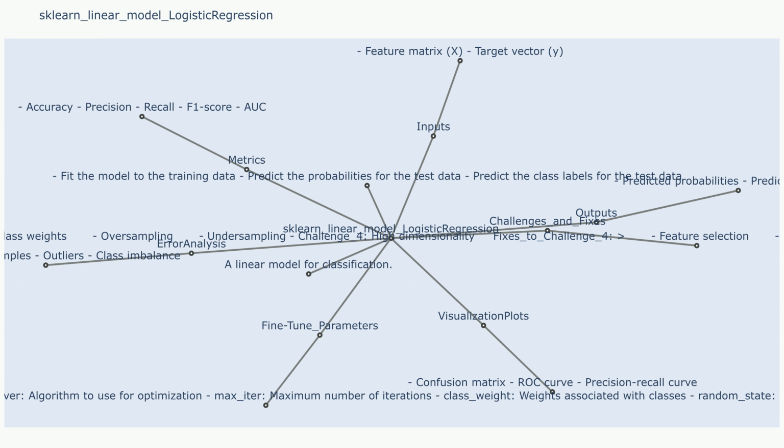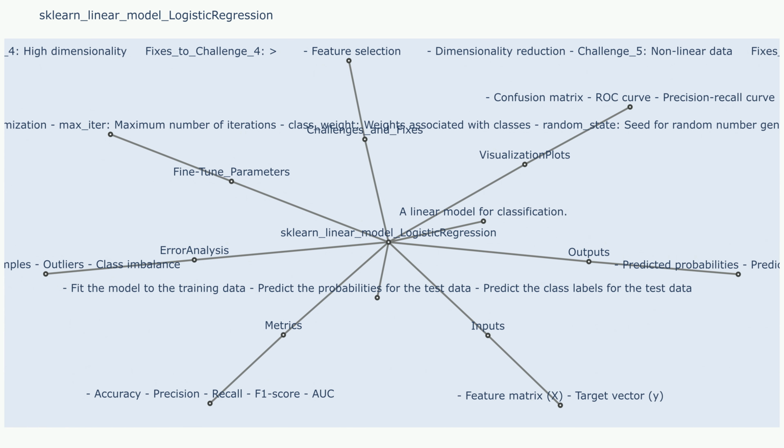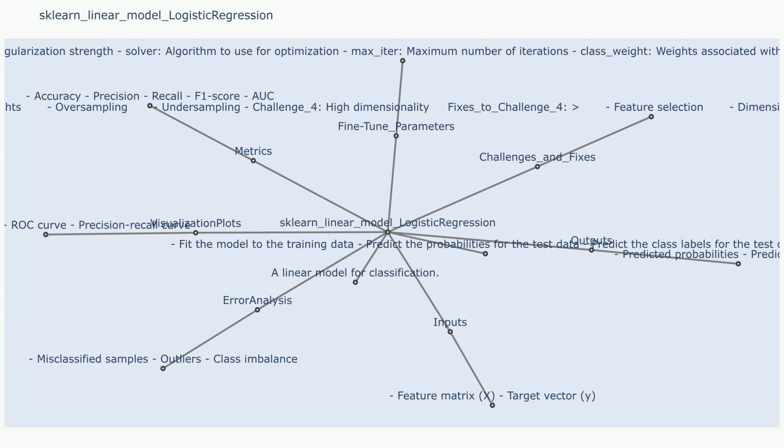Visualization plots. The ROC curve plots the true positive rate against the false positive rate at various thresholds, providing insight into the model's performance. The precision-recall curve plots the precision against the recall at various thresholds, highlighting the trade-off between these metrics. Fine-tune parameters. Penalty: the type of regularization to apply, e.g., L1, L2, elastic net, none.